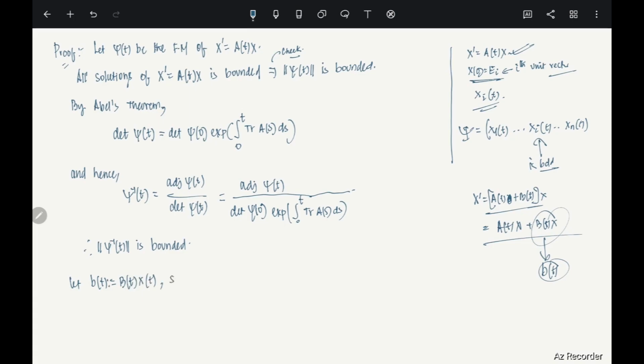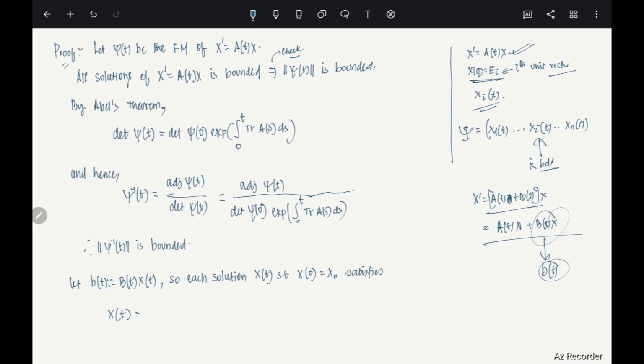So each solution x(t) such that x at the point 0 is x naught satisfies this equation, right?